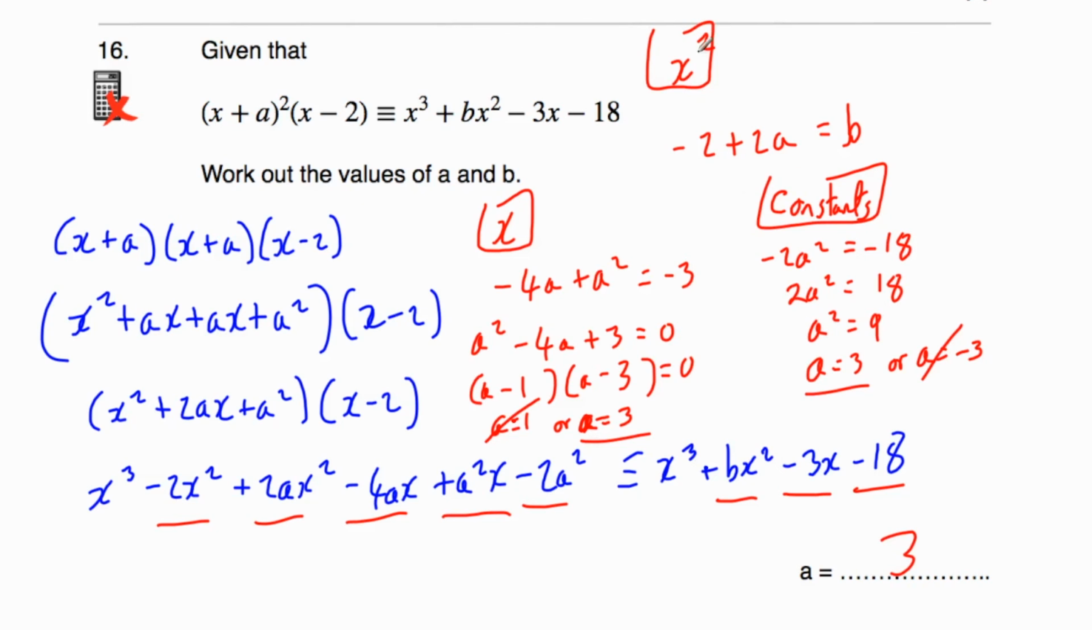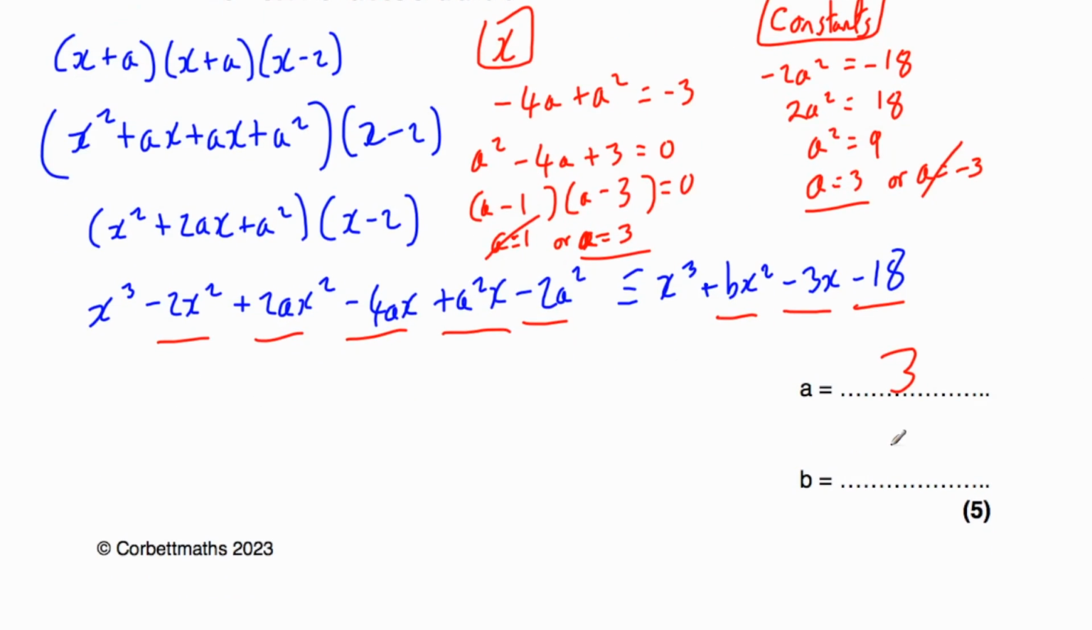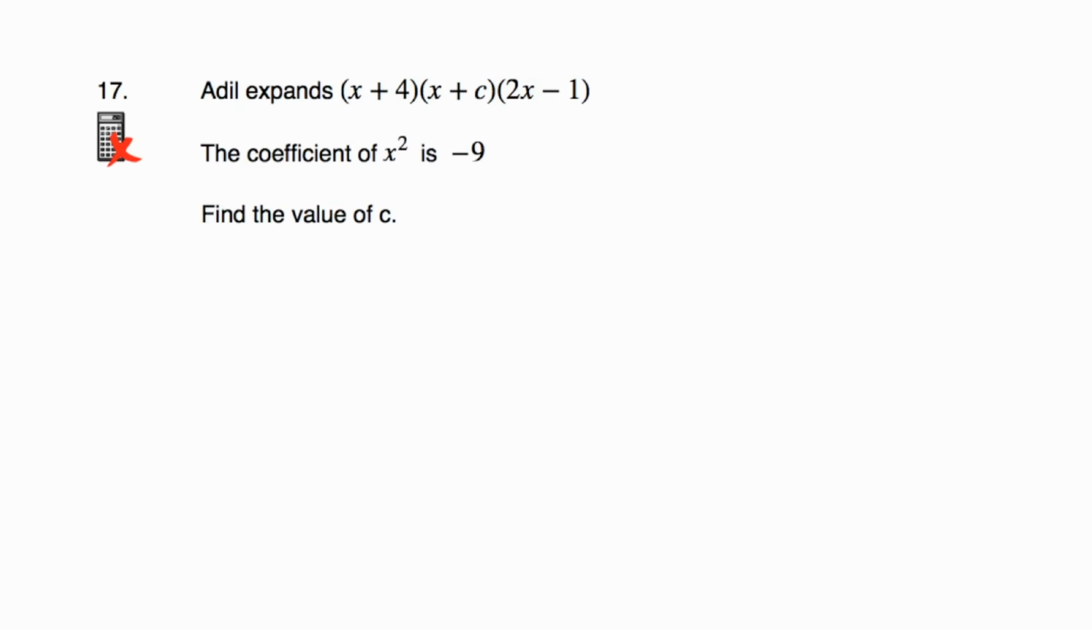Now if we go back up here to whenever we equated the coefficients of x squared, we had that minus 2 plus 2a is equal to b. Now a is equal to 3, so we've got minus 2, and then we've got 2 times a. A is equal to 3, 2 times 3 is 6, so we've got plus 6 is equal to b. And minus 2 plus 6 is 4, so we've got 4 is equal to b. So that means that b is equal to 4, and that's it. So we've got a is equal to 3, and b is equal to 4. So that's our solutions.